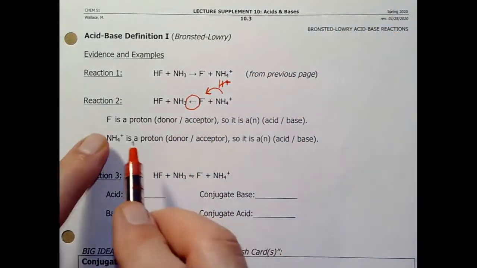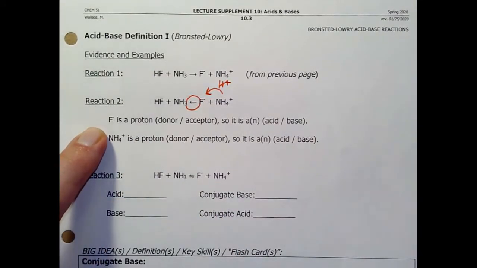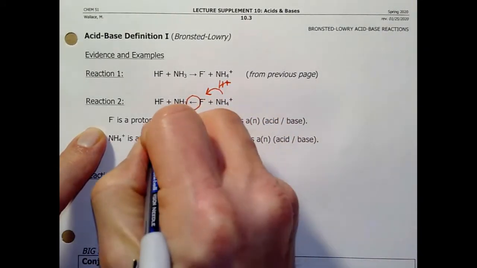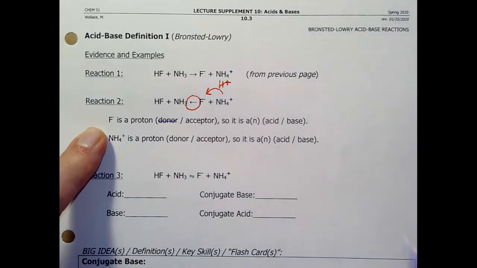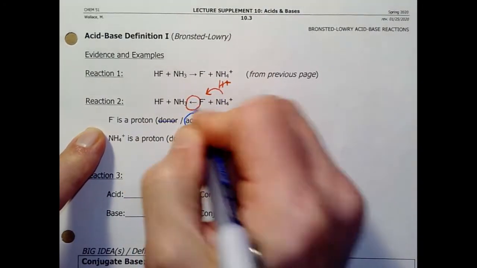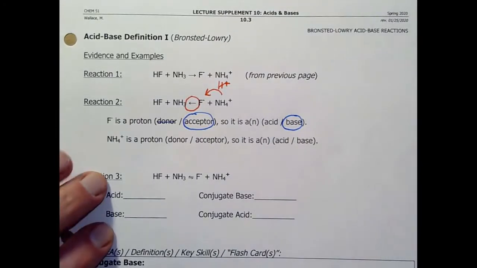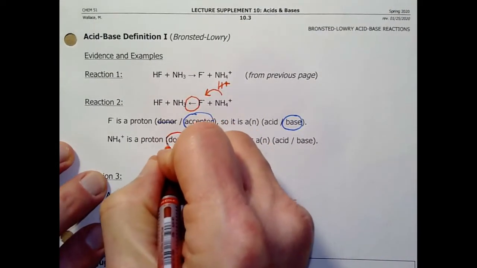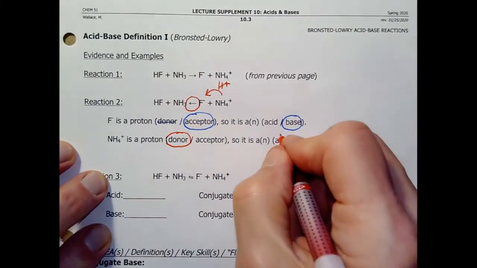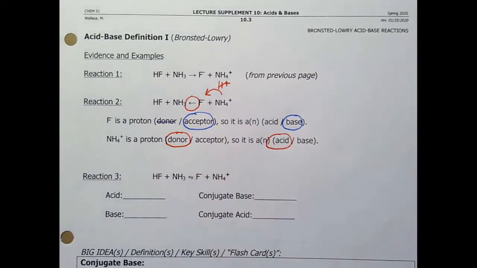So now I've got, oh wait, fluoride is a proton acceptor. So it's a base. Going the other direction, NH4 plus is a donor. So it's an acid. So all I've done is say, well, okay, let's not forget about the reverse reaction. Well, the H plus goes the opposite direction, and everybody sort of flips places in some sense.